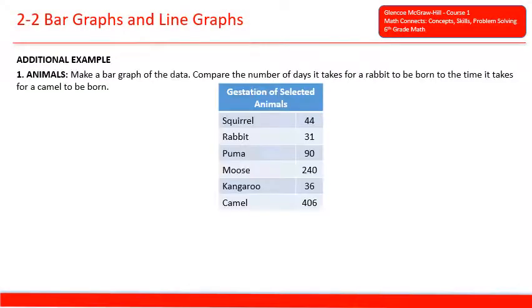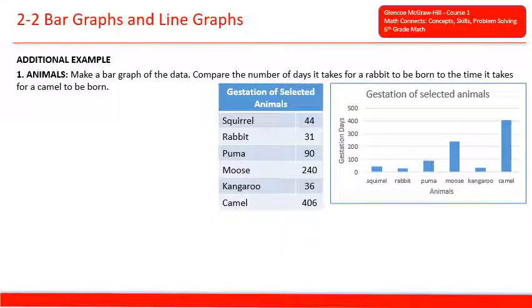Additional example, animals. Make a bar graph of the data. Compare the time it takes for a rabbit to be born to the time it takes for a camel to be born. So this means gestation of selected animals. So how long is it in the womb? So we have the animals and we have gestations.